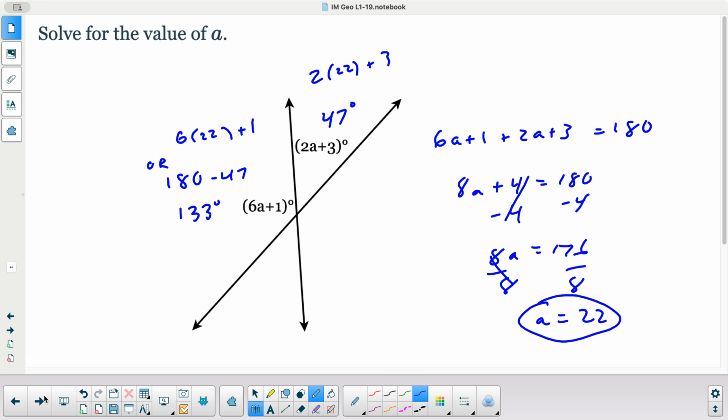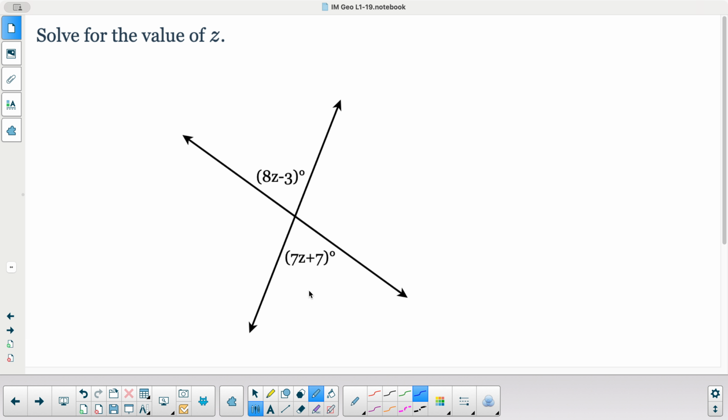Okay? And then the last one here, these are vertical angles, so they are congruent. So you got to make your equation a little differently here. This time we have to set them equal because we know vertical angles are always congruent. So there's my equation. All right, so you're really just either adding them up and setting them equal to 180, or you're setting them equal to each other. You got to think, are they congruent or are they supplementary?